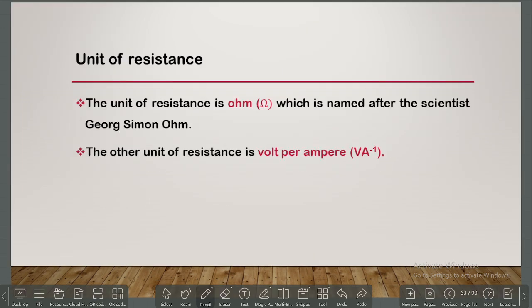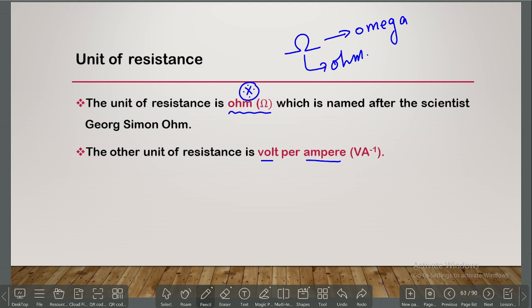Next, unit of resistance. The unit of resistance is ohm, named after the scientist George Simon Ohm, and the symbol you are using here is a Greek symbol, which we pronounce as omega, and this symbol represents ohm. So what is the unit of resistance? The unit of resistance is ohm, and the other unit of resistance is volt per ampere. What is the other unit? Volt per ampere.